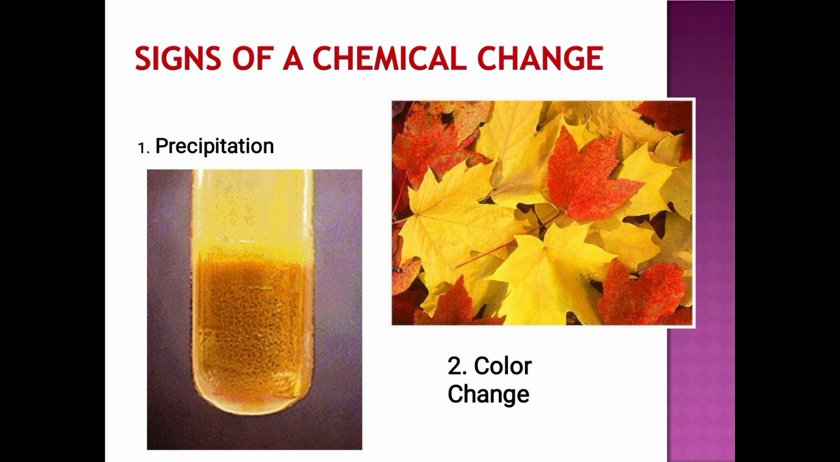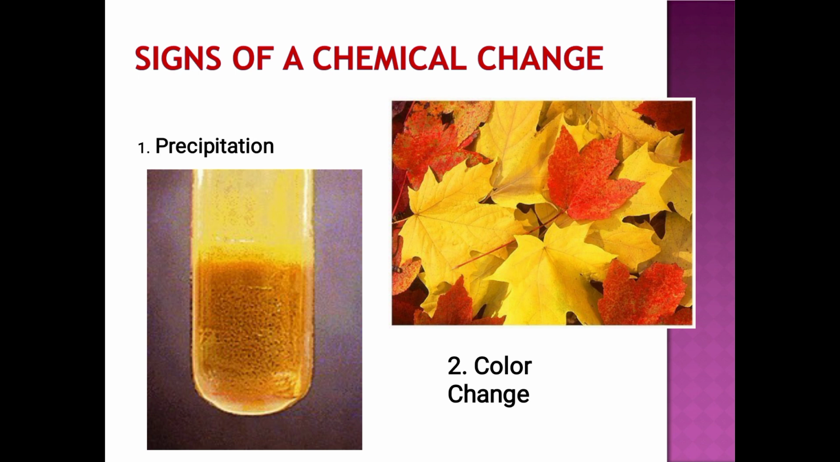Before moving further to the signs of chemical change, let's summarize the characteristics of the chemical change. In a chemical change, a new substance is formed. This change is permanent and irreversible. There is usually a change in the mass of the original substance. Exchange of energy takes place in a chemical change. So these are the signs of the chemical change.